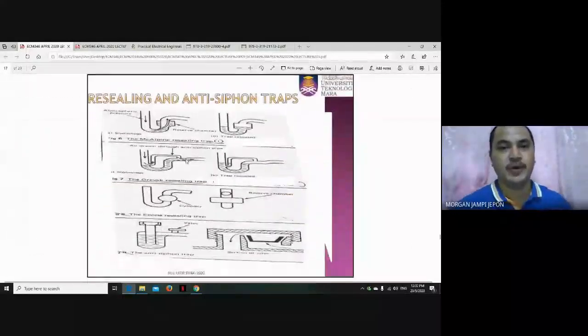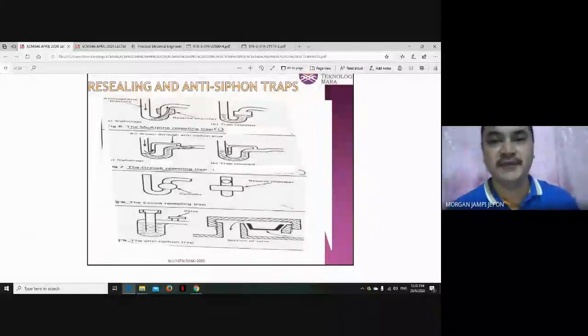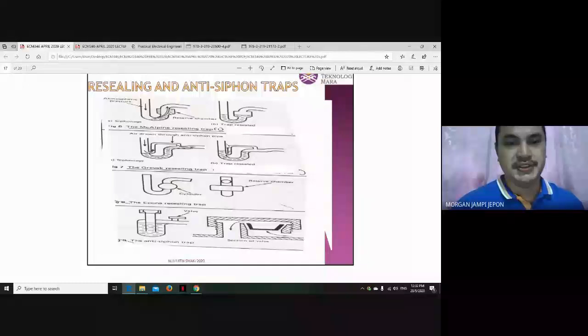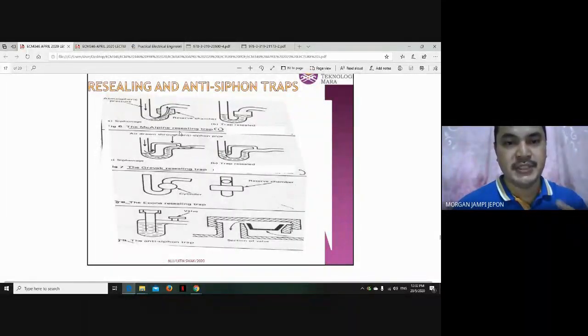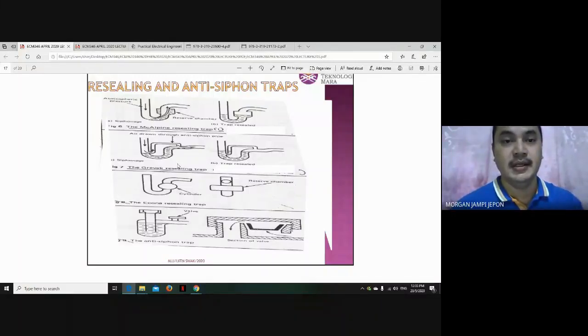So to avoid that problem, we have this anti-siphon trap. Okay, so this is actually a shape of the water closet or shape of a trap, and this one is called McAlpine resealing trap. This one is called Greivak resealing trap. This one is called Icona, all right, Icona, and this one is called anti-siphon trap. So these are the solution if we are having a problem with loss of water in the water closet or in the trap. Okay. All right, move on.